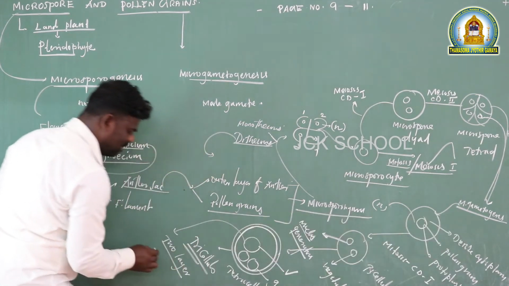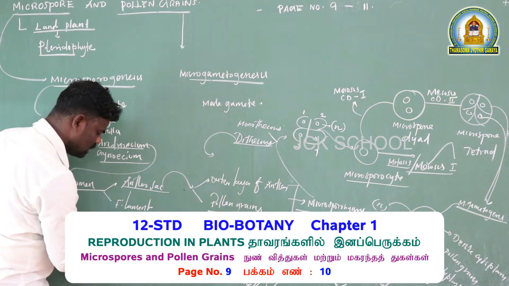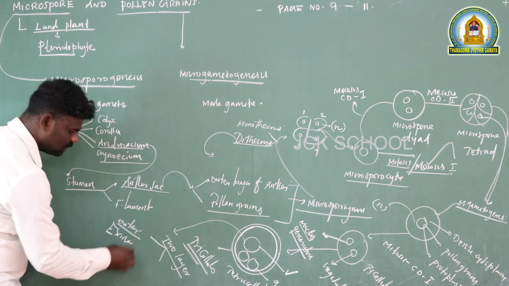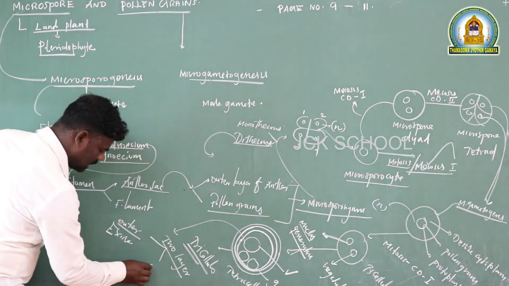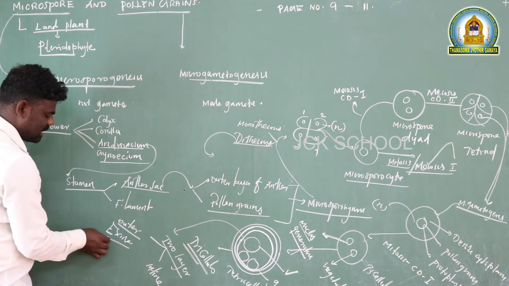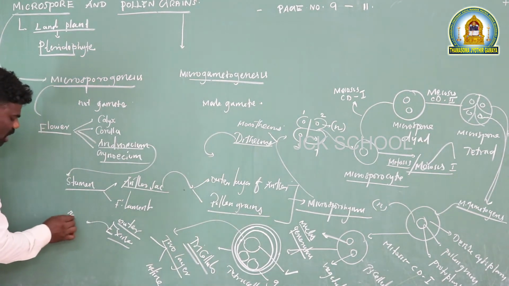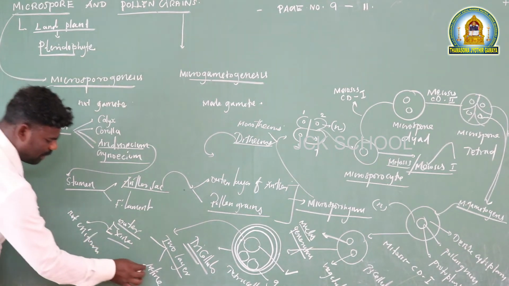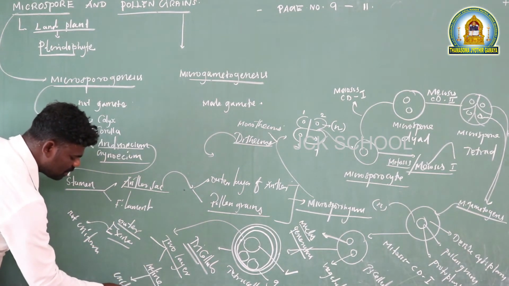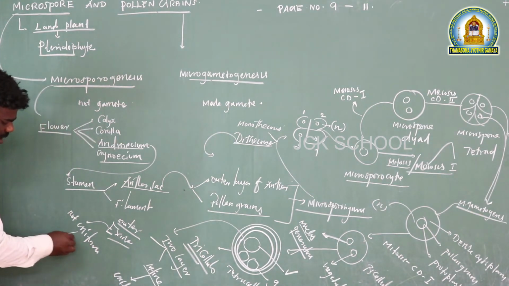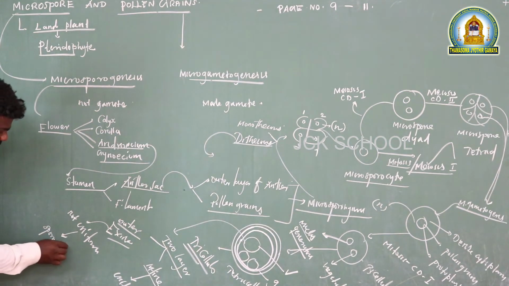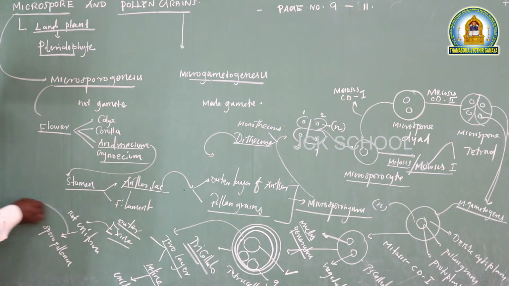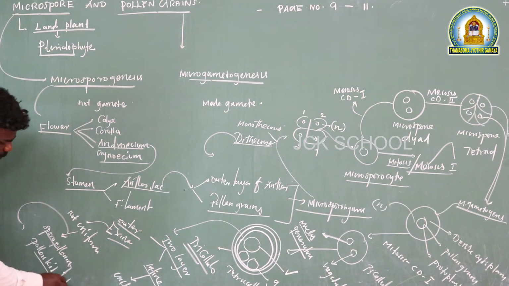The outermost covering layer is the exine and the innermost covering layer is the intine. The exine is not uniform, but the intine is uniformly arranged. The exine is always made up of sporopollenin, which is a kind of protein, and another chemical substance, pollen kit. Both are protein content.